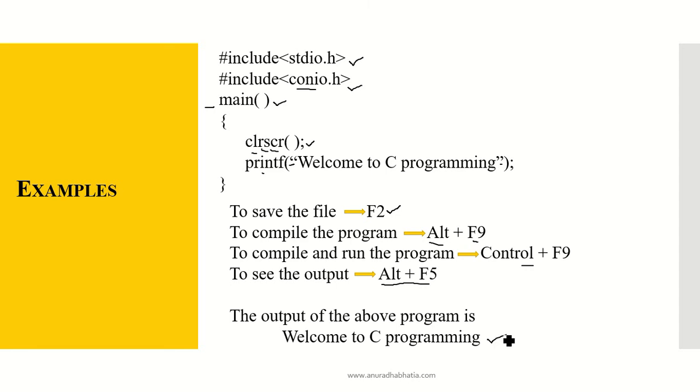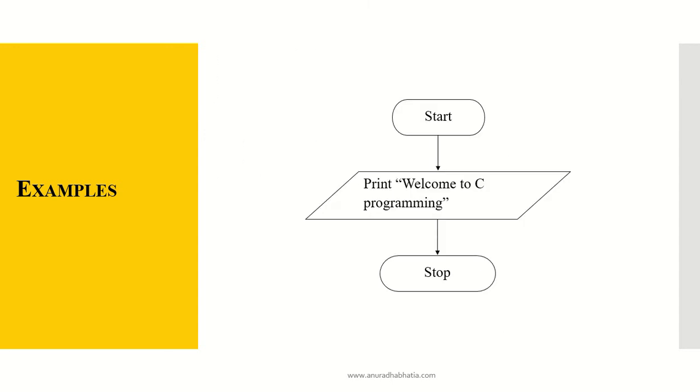So this is a simple example, the basic example of a C program. These are the steps you need to remember: save, compile, run, and see the output on the screen if you have not written a getch statement.